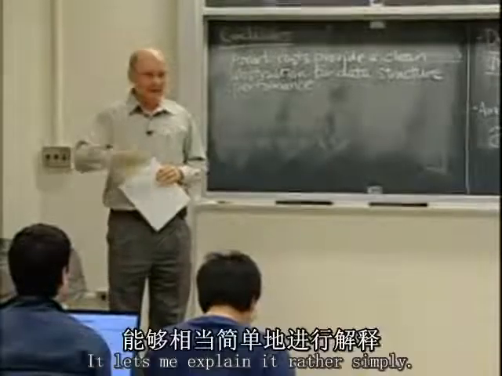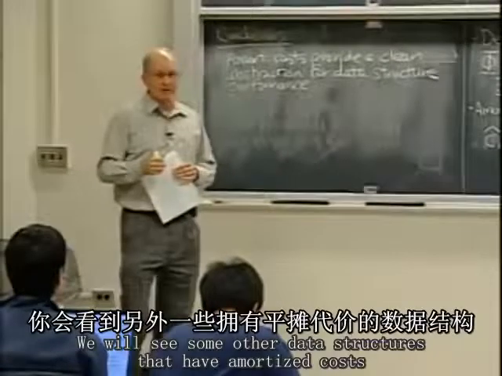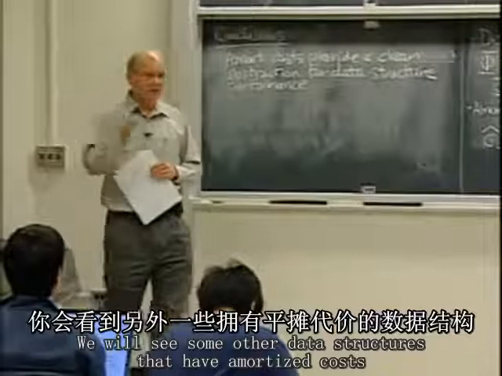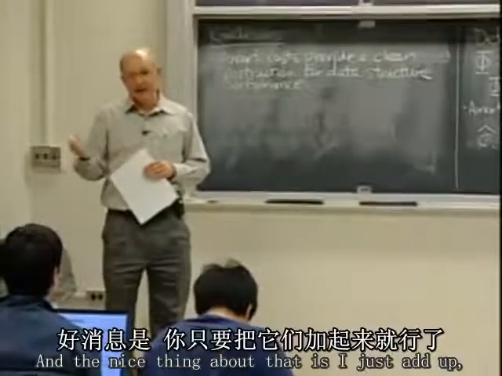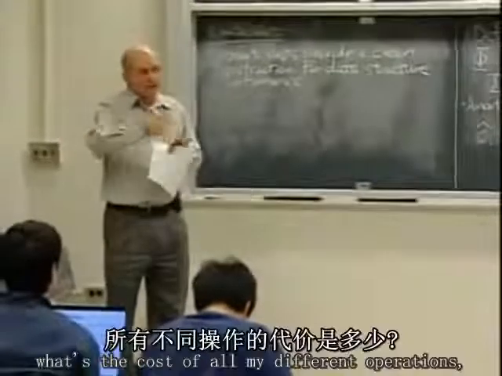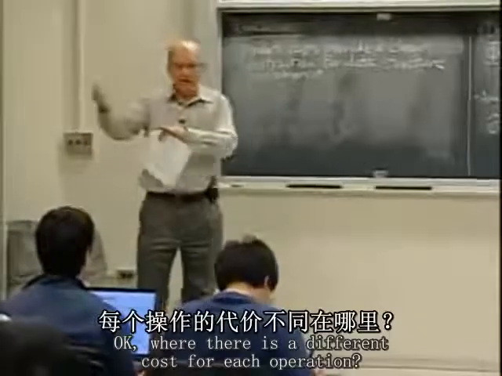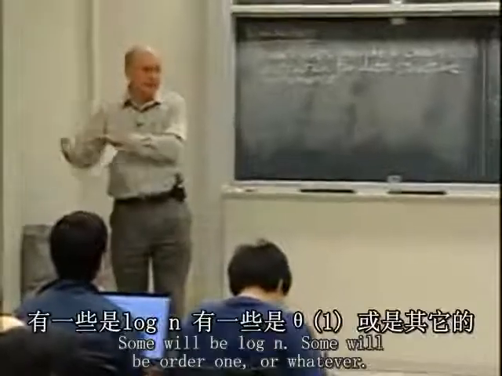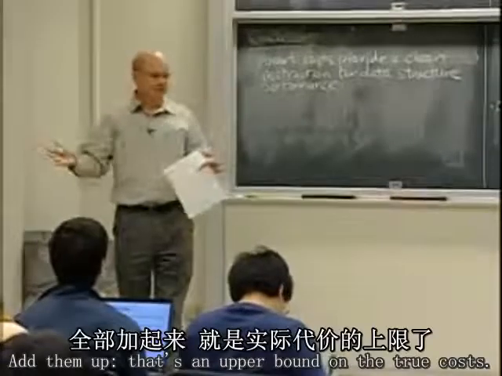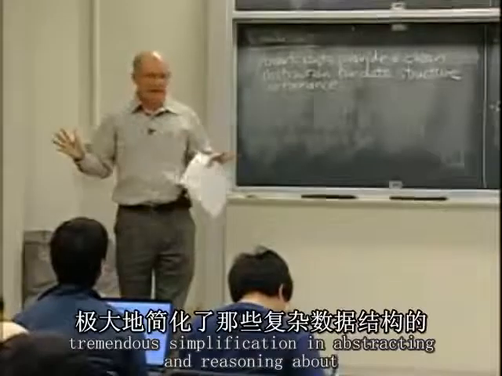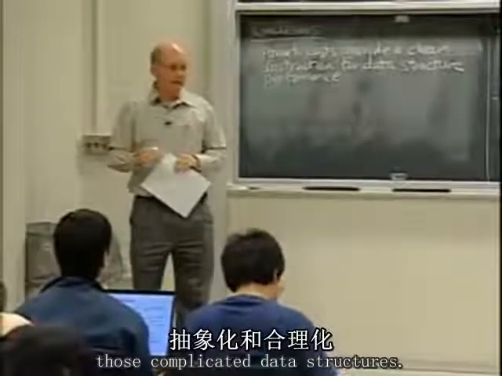It lets me explain it rather simply. We will see some other data structures that have amortized costs where different operations have different amortized costs. And the nice thing about that is I just add up the cost of all my different operations, where there's a different cost for each operation. Some will be log n, some will be order 1 or whatever. Add them up. That's an upper bound on the true costs. Tremendous simplification in abstracting and reasoning about those complicated data structures.